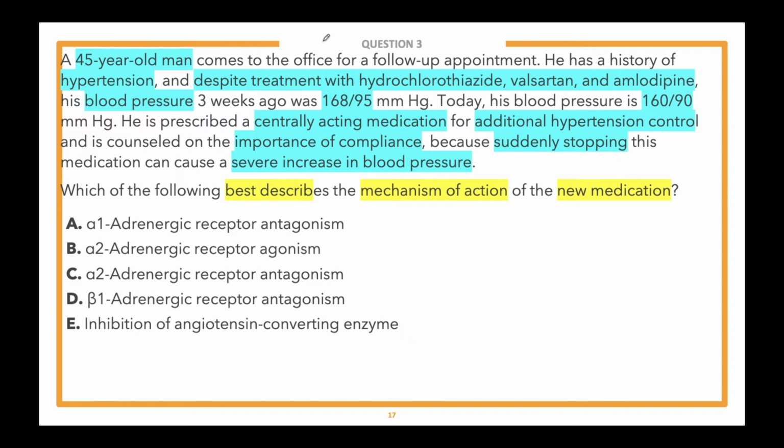And once again, we're going to start at the bottom and work our way up to the top. Answer choice E, inhibition of angiotensin converting enzyme. D, beta-1 adrenergic receptor antagonism. C, alpha-2 adrenergic receptor antagonism. B, alpha-2 adrenergic receptor agonism. And A, alpha-1 adrenergic receptor antagonism. So make sure you take a good look at those answer choices.